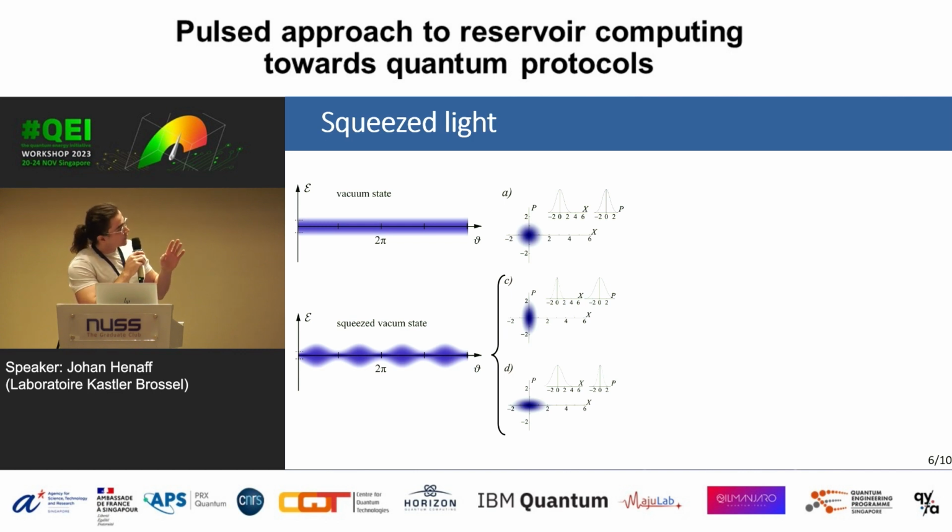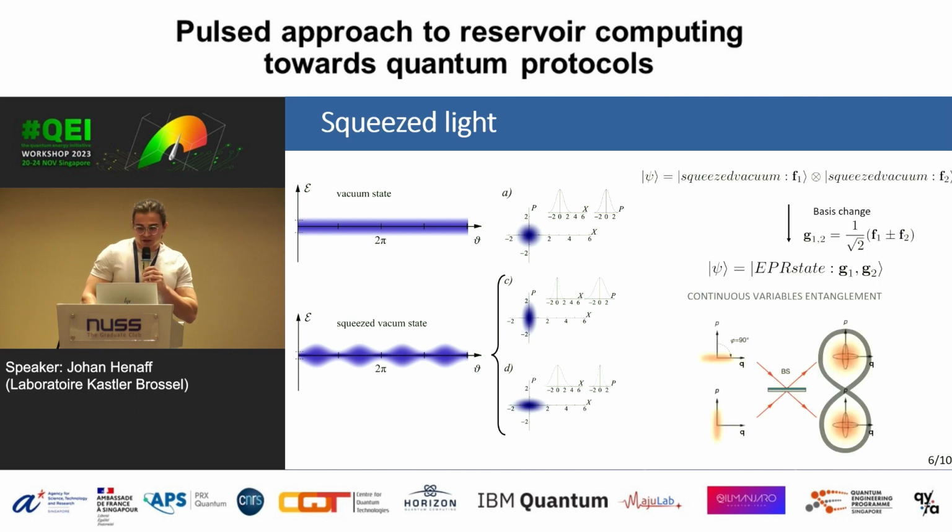So the electric field operator can be decomposed into these two quadratures, X and P, and these two quadratures don't commute, so you have a Heisenberg uncertainty that prevails here. And so, what are squeezed states? Squeezed states is just reducing the uncertainty along one of the quadratures at the expense of increasing the uncertainty along the other. And so you can link this squeezed state to an EPR state by just a simple basis change. And this basis change can be implemented via a simple beam splitter operation.